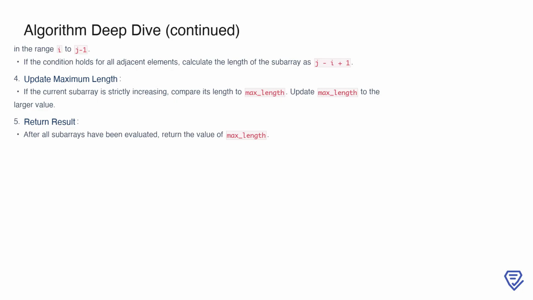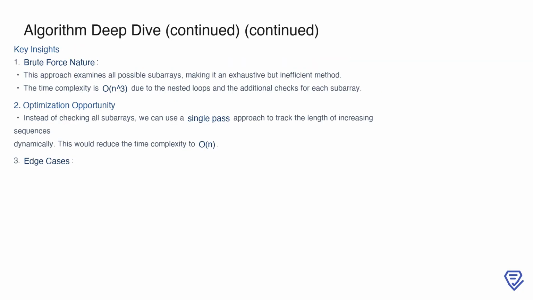Now, although this approach is thorough, it's important to recognize that it is computationally expensive. The brute force method involves iterating over all possible subarrays and performing checks for each one, resulting in a time complexity of O(n cubed). This highlights an opportunity for optimization. Instead of examining every subarray individually, we can adopt a single-pass approach to dynamically track the length of increasing sequences as we iterate through the array. This optimization reduces the time complexity to O(n), making it far more efficient for larger arrays.